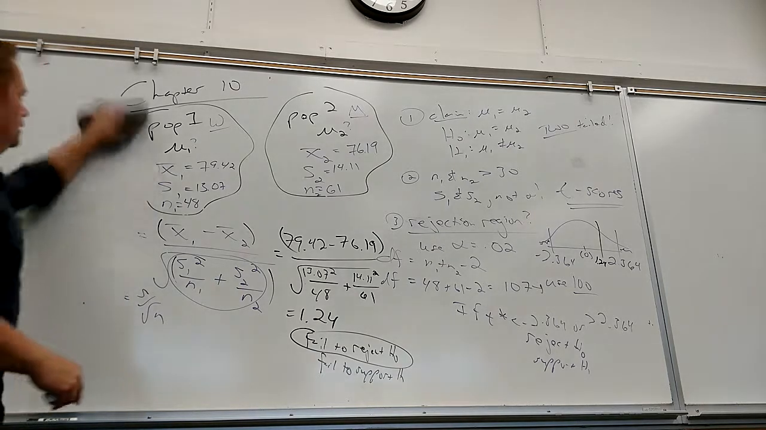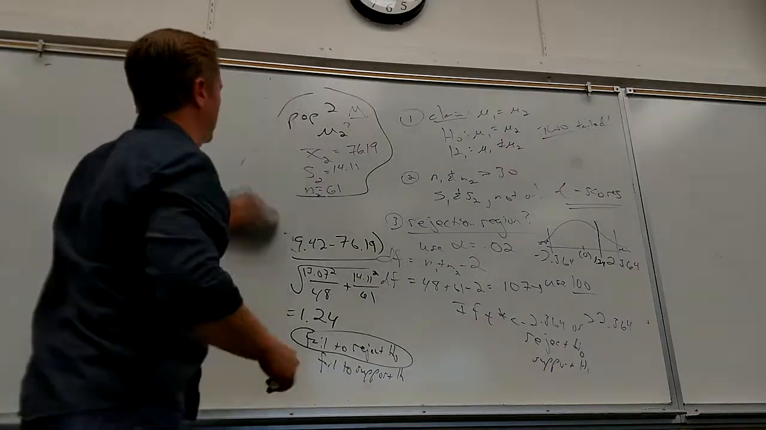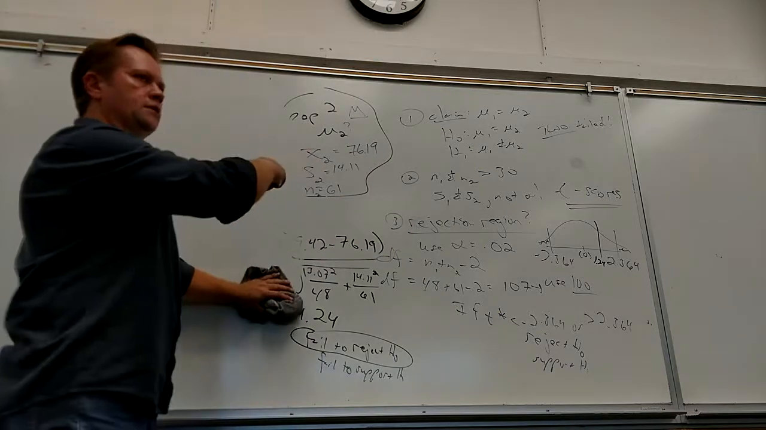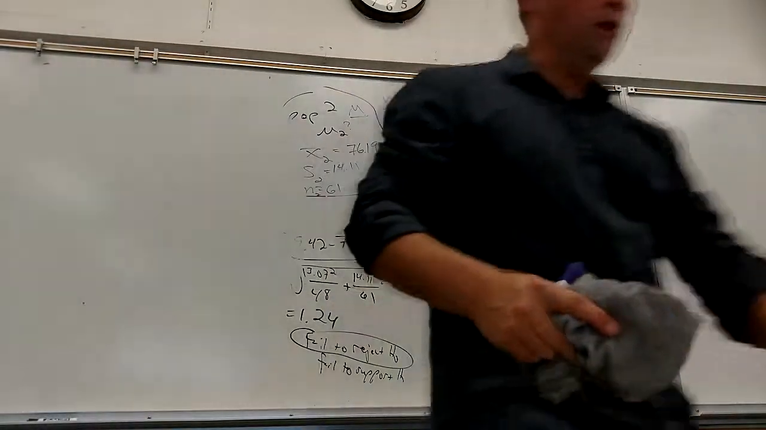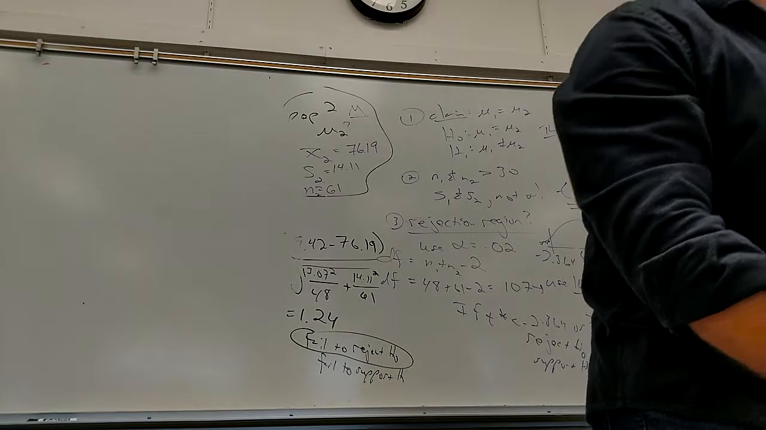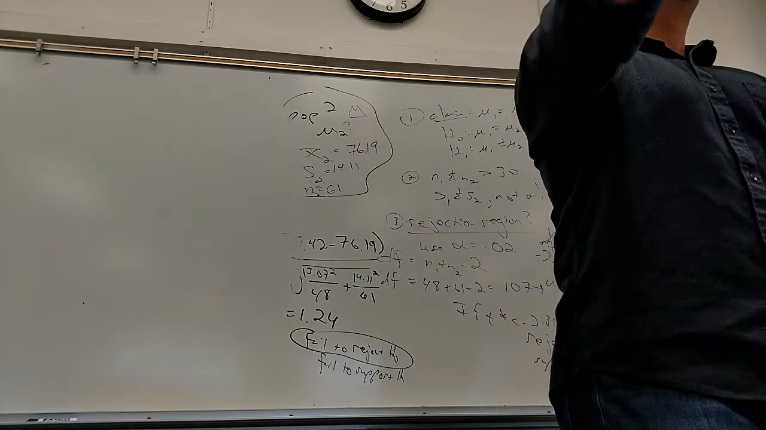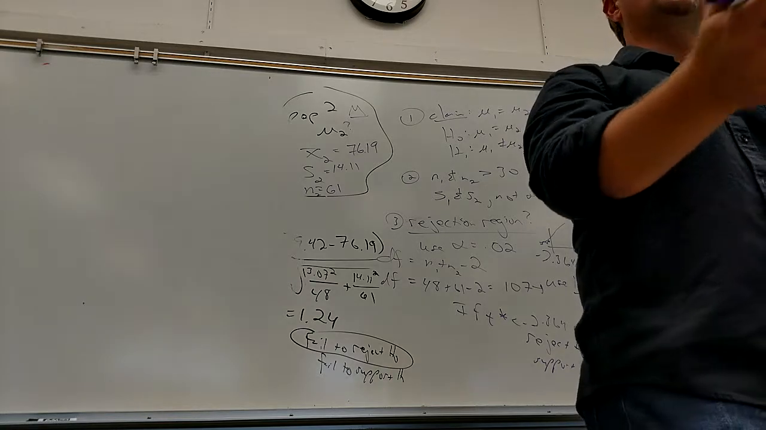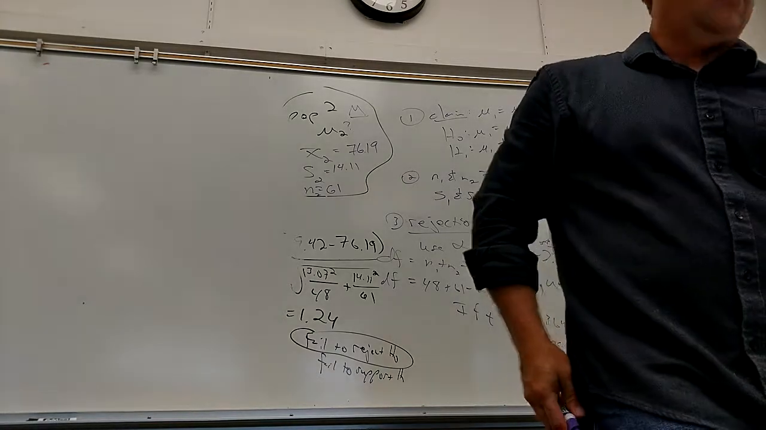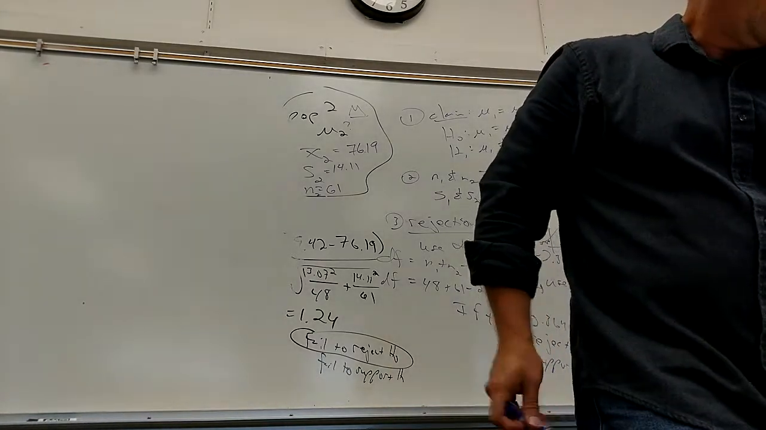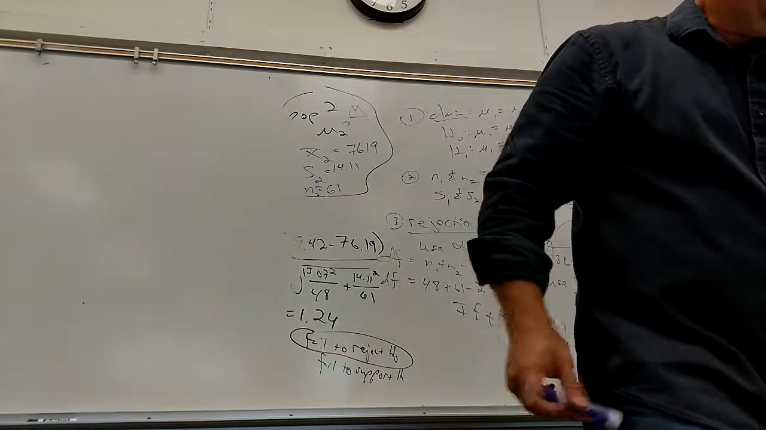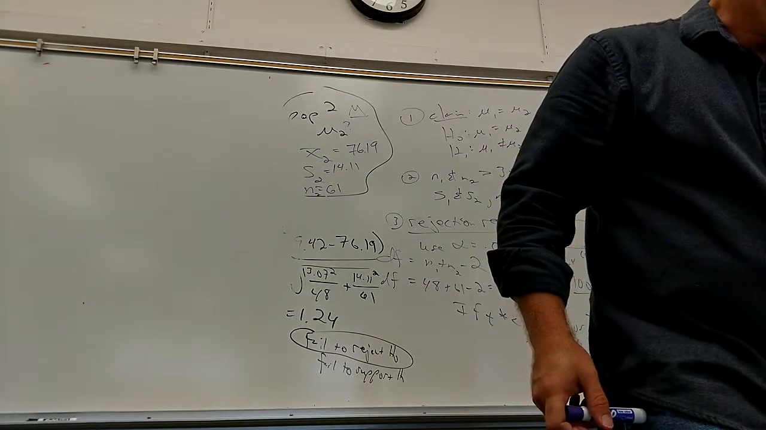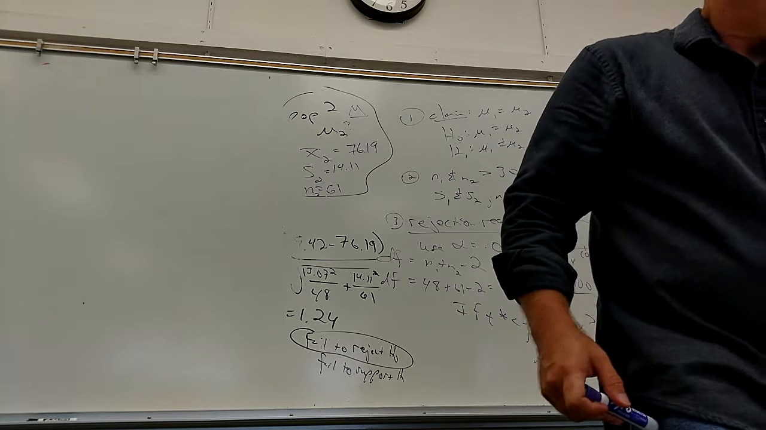I do want to say a few things about section 10.2. It's the same stuff, but with standard deviations that are known, in which case, like population standard deviations are known. What's the difference? You can then use z-scores. It's amazing. So it's the same stuff. Same formula. Let me think.